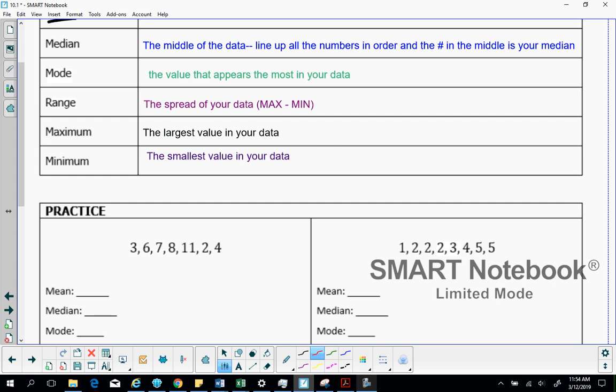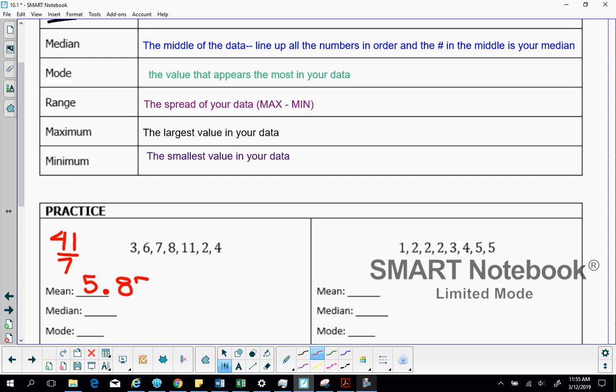So we're going to add up all our numbers. Let's try the first one. Add them all up in your calculator. What number do you get when you add all of these up? 41. Then you divide by how many numbers. How many numbers are there? 7. What is 41 divided by 7? 5.8.